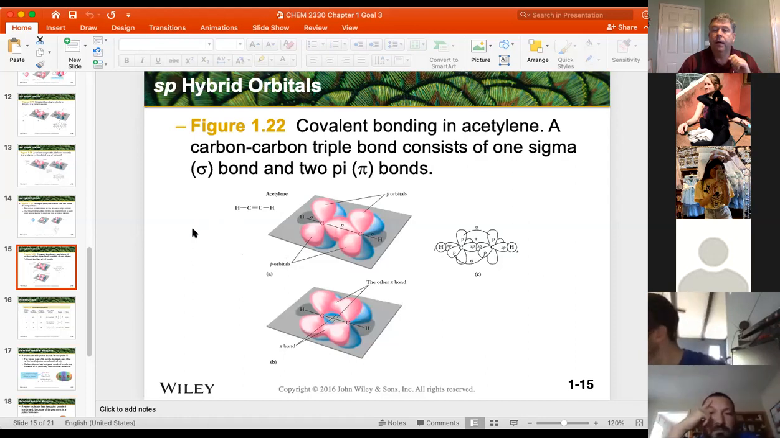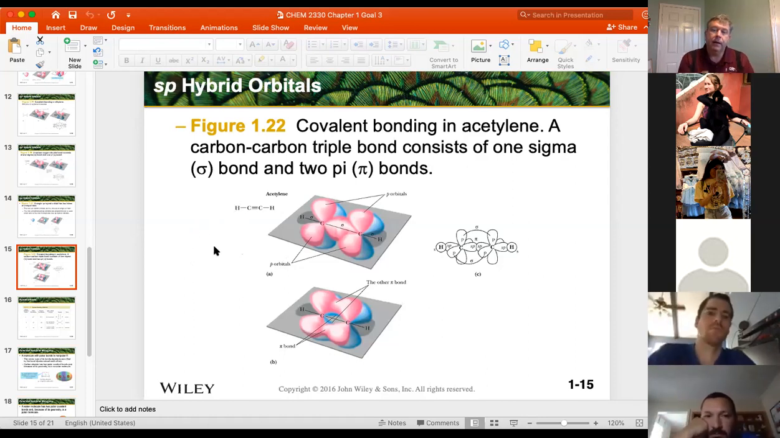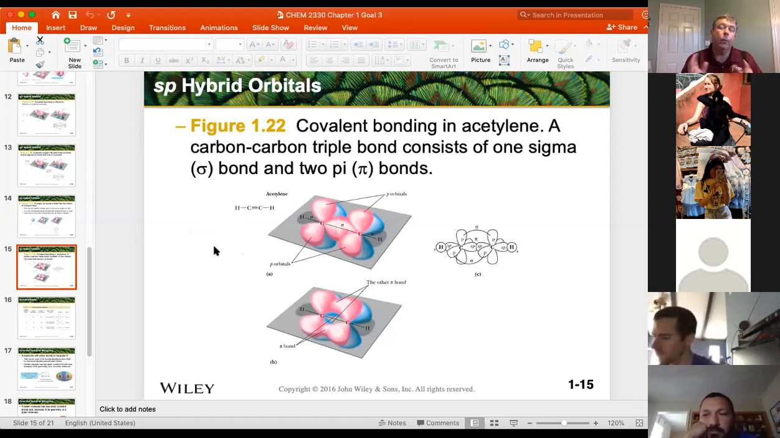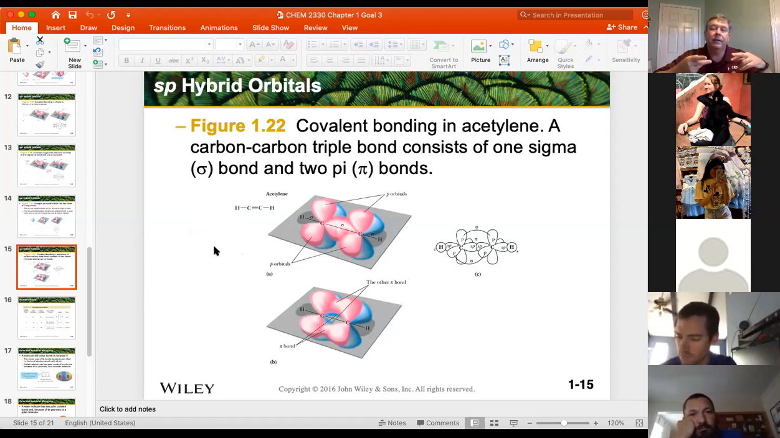So, what if this was CO2? I want you to take this concept and figure out, okay, I have a carbon with two pi orbitals, and I have those two oxygens, and I want you to go ahead and draw on a piece of paper later to try to figure out why those pi bonds on the CO2 still form a linear molecule. I think you'll find it very interesting if you figure that out.